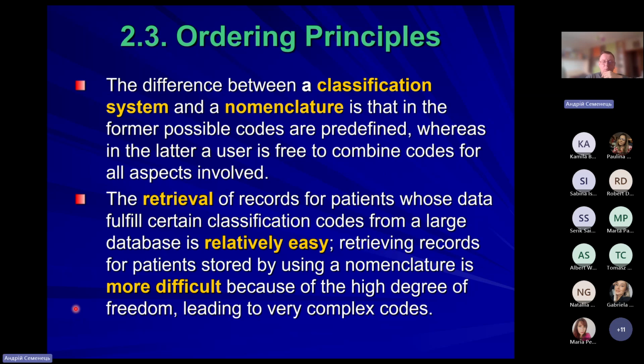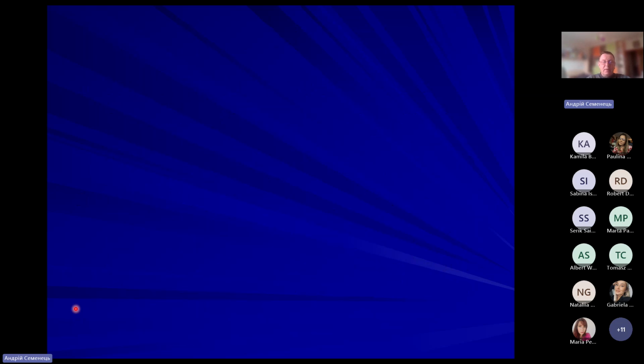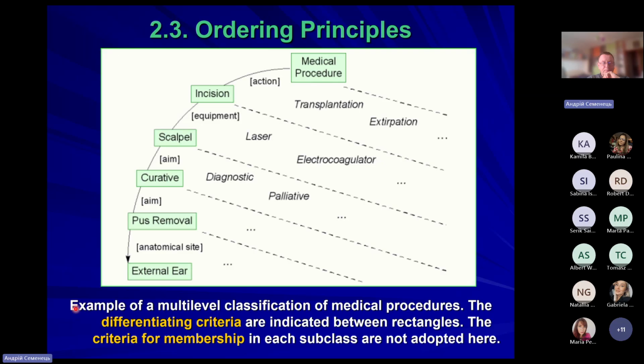When we talk about the usage of a classification system, the process of retrieving records for patients whose data fulfill certain classification codes from large databases is relatively easy. In contrast, when we use a nomenclature, the process of retrieving records for patients is much more difficult, because we have a high degree of freedom, which could bring us a very complex code.